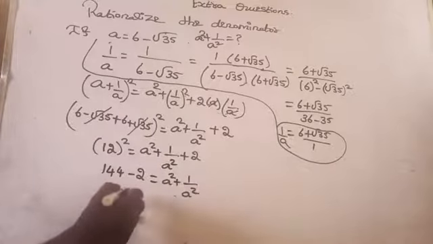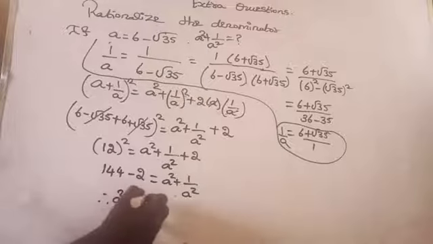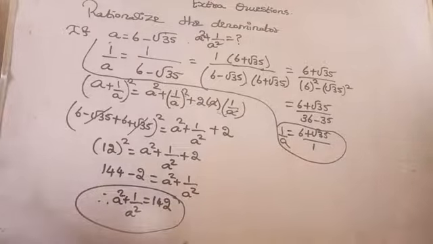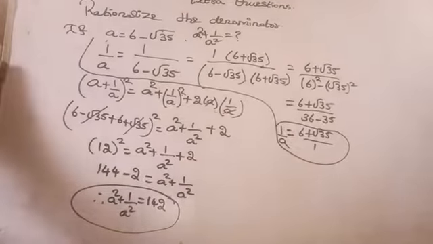Therefore, a square plus 1 by a square is equal to 142. This is the answer for the given question. Are you getting, dear? Yes. Shall we move to the next part of the question?